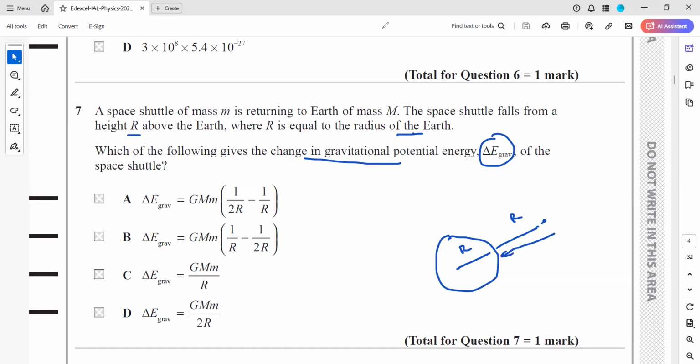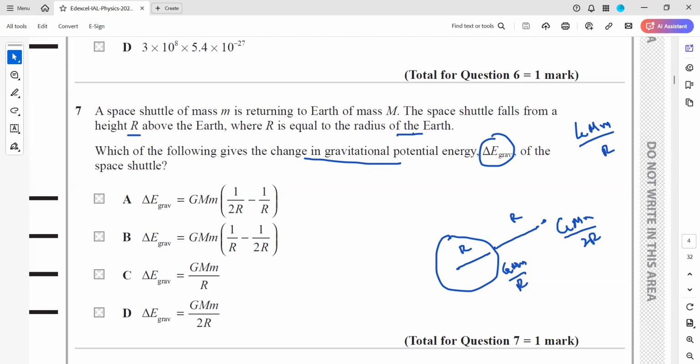So we find the potential at a point, as the gravity is not constant. The formula for the potential at this point is given by GMm over R. So the potential at this point will be GMm over 2R, because the distance is twice. And when it reaches here, it will be GMm over R.